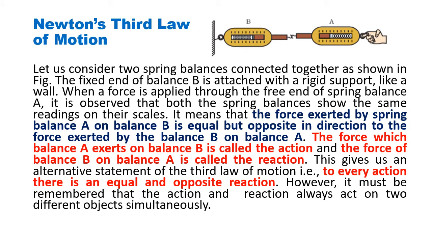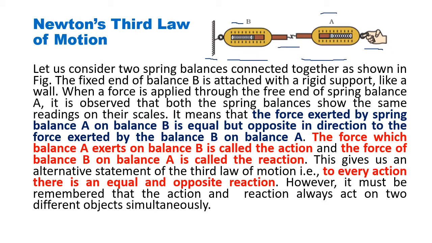So, what you can see in the figure here, at the wall, a spring balance is fixed. At the hook, another spring balance is fixed, and a person is only pulling the spring balance A. So whatever the force is applied on A, you will notice that the same reading is there on B. So what does it mean? It means we are applying the force on A, but A is also applying the force on B.